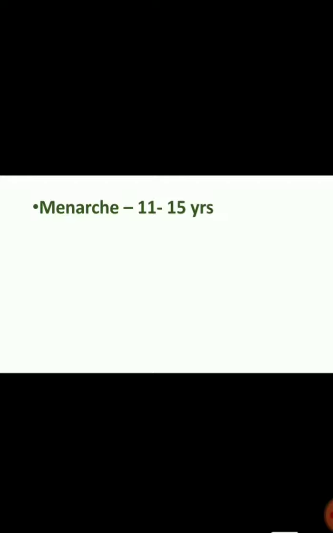So, what is menarche and what is menopause? Menarche is the first commencement of the menstrual cycle. It occurs around 11 to 15 years. It is when the female first menstruates, and that age is called menarche. Menopause is the permanent cessation of menstruation, and it occurs around 45 to 50 years.